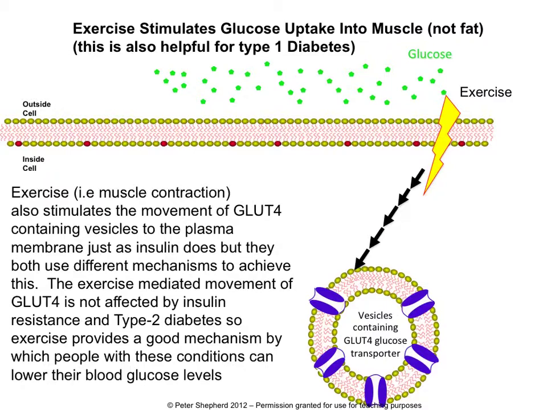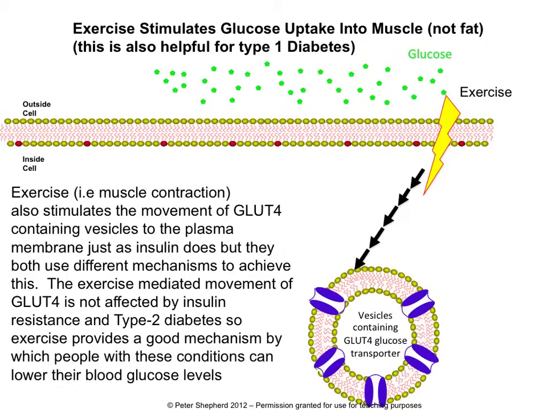And so this is a really important way of reducing high blood sugar levels, because just by exercising you can upregulate these GLUT4 transporter proteins, and you can take the glucose out of your bloodstream into the muscle cells so that they are able to use it up.